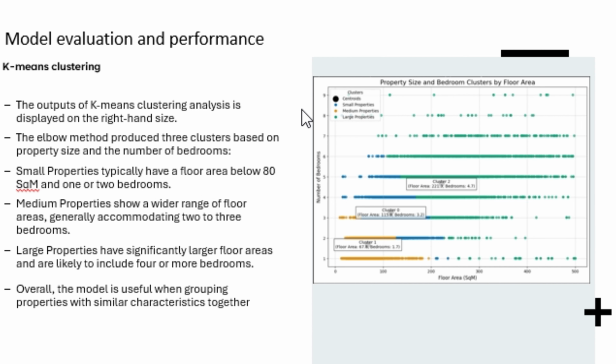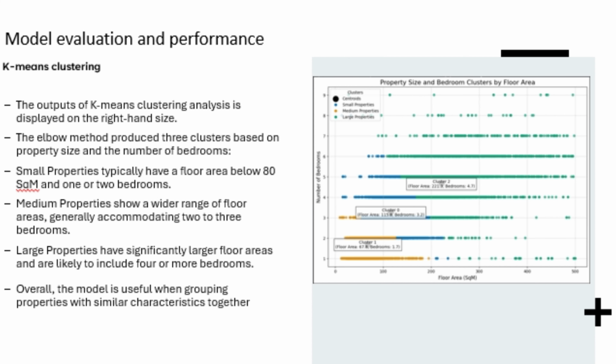The outputs of the k-means clustering analysis are displayed on the right-hand side. Using the elbow method, the model successfully segmented properties into distinct groups based on their size and the number of bedrooms. There were 3 clusters produced, and they are smaller properties, which typically have a floor area of below 80 square meters and 1 or 2 bedrooms.